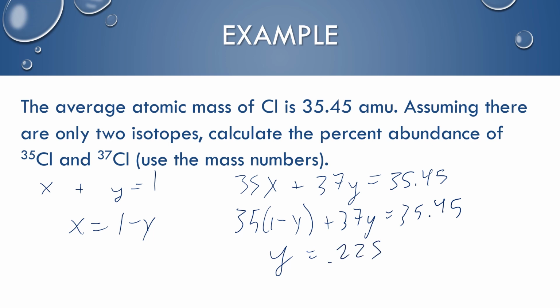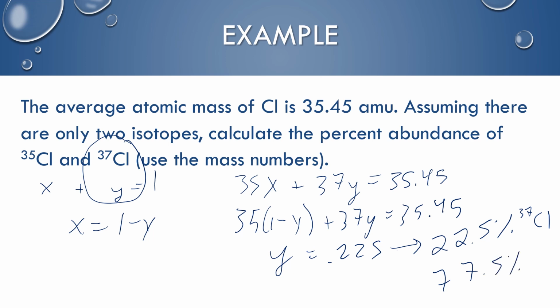And in this case, when you solve, you get 0.225, which if we change that to a percent is 22.5%, and we said Y was the chlorine 37. And you can just subtract from 100 to get the other one, so 77.5% for the chlorine 35. Which makes sense that you have more of the chlorine 35 because the average is a lot closer to 35 than it is to 37. And so that's your strategy when you are asked to find the percent abundances.